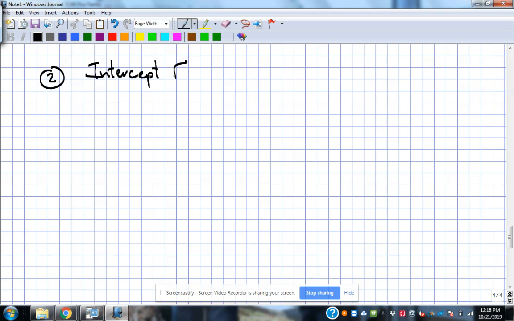It sounds like a fancy thing, but it's something you're familiar with. Intercept form looks like this: a(x - m)(x - n). What's that look like? A quadratic that has been done what to? It's been factored. That's what it looks like.